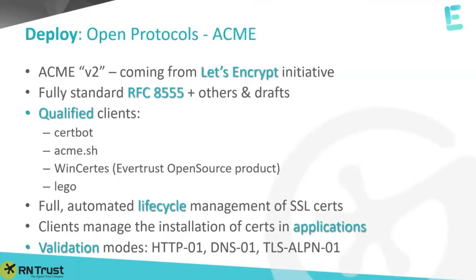One of them being my preferred, acme.sh. It's a shell script, so you can run this guy everywhere on Earth. WinCertes, it's developed by EverTrust, and it's open source, and that allows you to run the ACME protocol on Windows. And it provides the full lifecycle, so enrollment, renewal, revocation of certificate. The clients, so Certbot, ACME, and those guys, they also manage installing the certificate in the application. So if you have an Apache web server, you can use the certificate. If you have Tomcat web server, you need to put the certificate there, modify the configuration file, etc. So those clients will take care of that part.